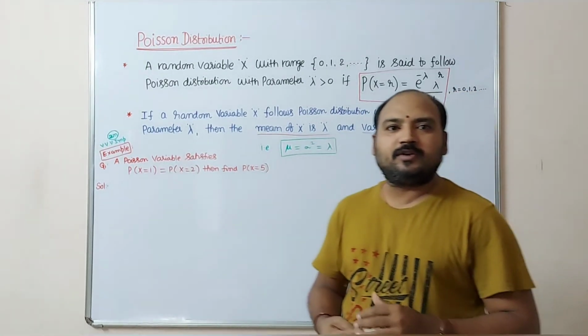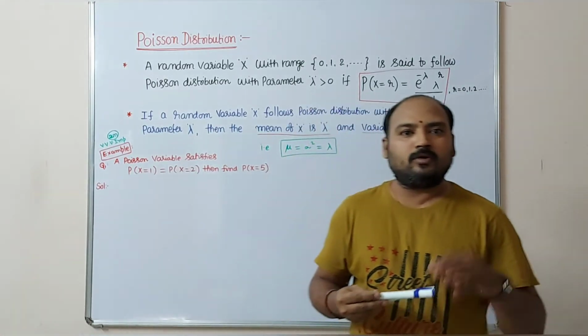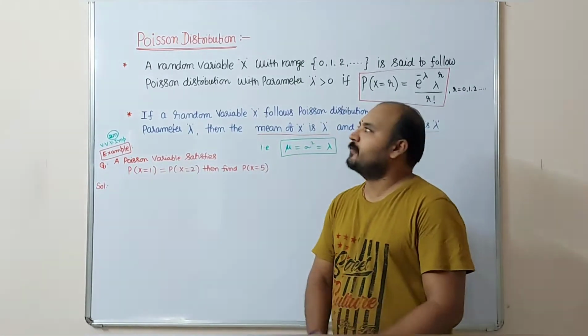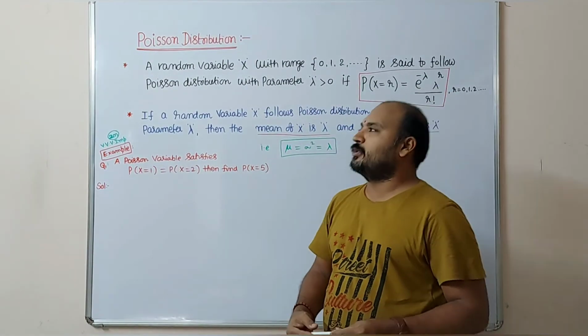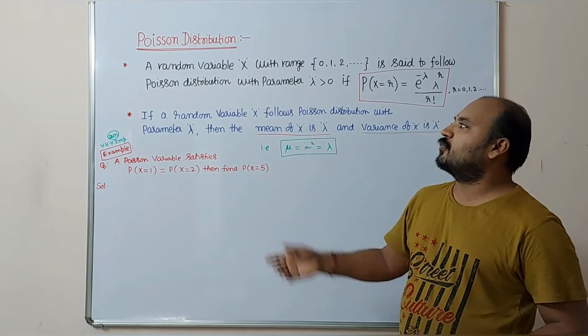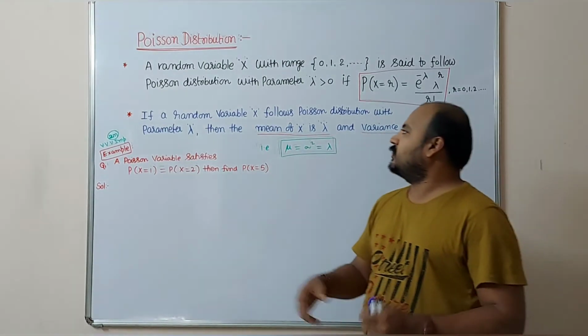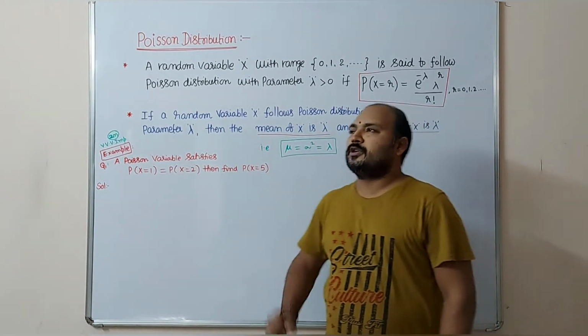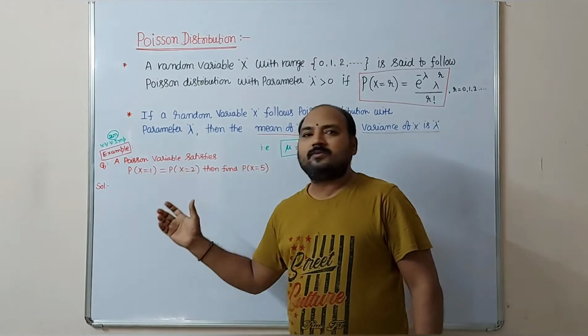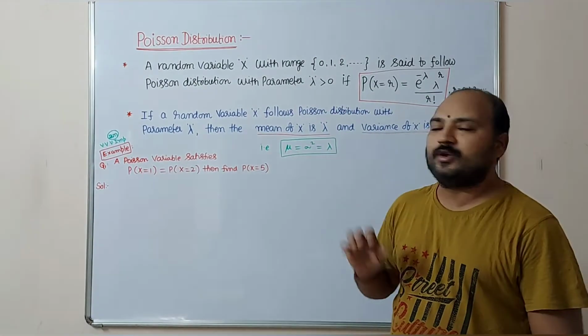This is the third video in random variables and probability distributions. Now we are going to discuss Poisson distribution. So what is the definition of Poisson distribution, the mean and variance of the Poisson distribution, and related problems, we are going to discuss in this video.